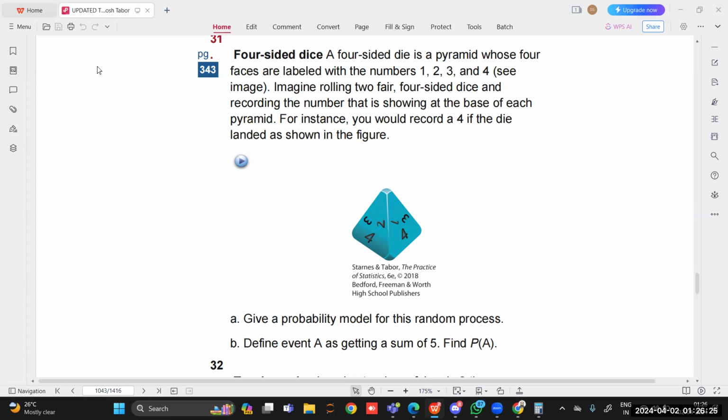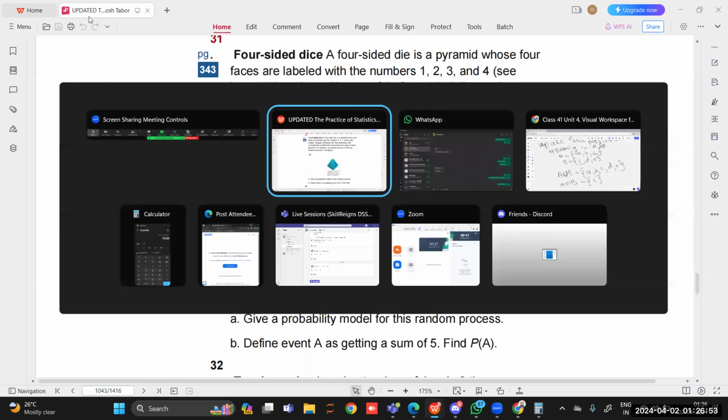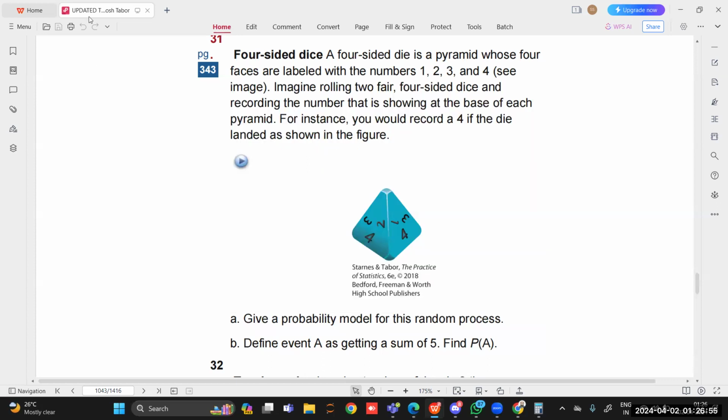So give a probability model for this random process. I'll read the question. A four-sided die is a pyramid whose four faces are labeled with the numbers 1, 2, 3, and 4. See image. Imagine rolling two fair four-sided dice and recording the number that is showing at the base of each pyramid. So you are recording the base of the pyramid. For instance, you would record 4 if the die landed as in figure 4. What you have to do? Take this question by the way. Question one.